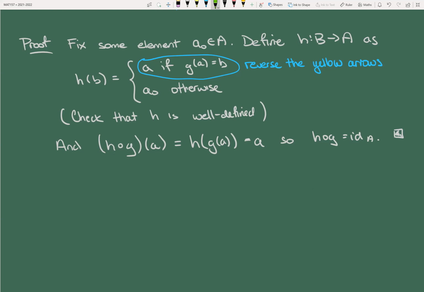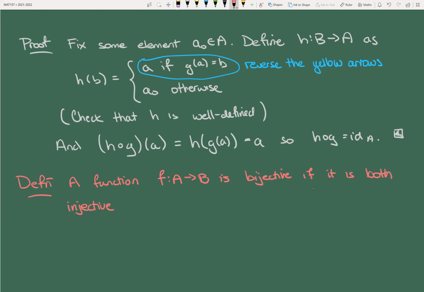So definition: a function f from A to B is bijective if it is both injective and surjective. Okay, so for those of you who kind of heard this word bijective being bandied about, and you're like, I don't know what that means, bijective is just a fancy way of saying both injective and surjective.